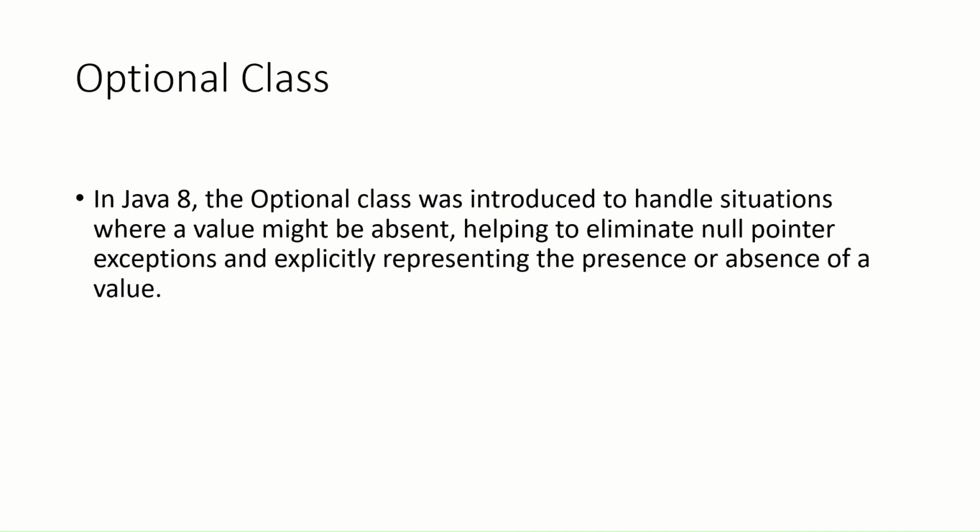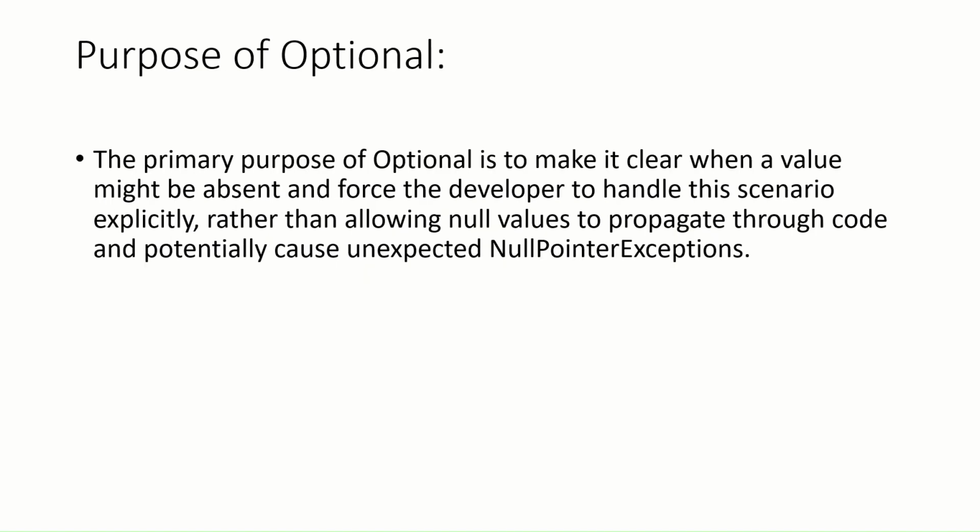Now let me go to the next slide and discuss the purpose of Optional. The primary purpose of Optional is to make it clear when a value might be absent and force the developer to handle this scenario explicitly, rather than allowing null values to propagate through the code and potentially cause unexpected null pointer exceptions. So the main purpose of the Optional class is to force the developer to handle null pointer exception scenarios by using the Optional class.